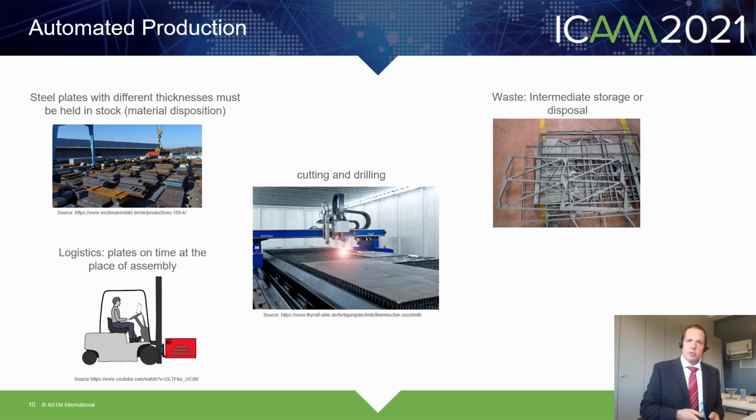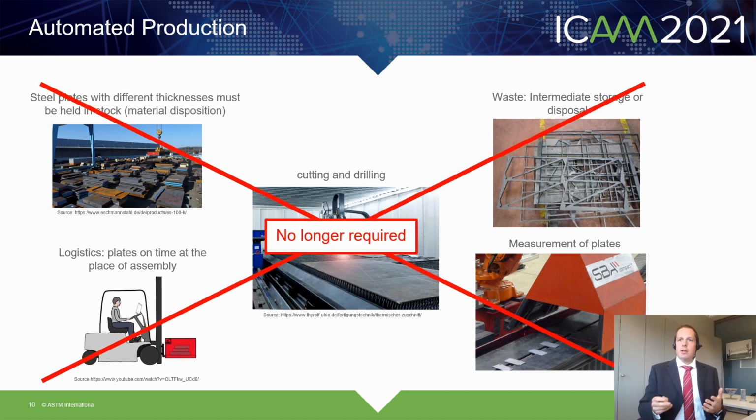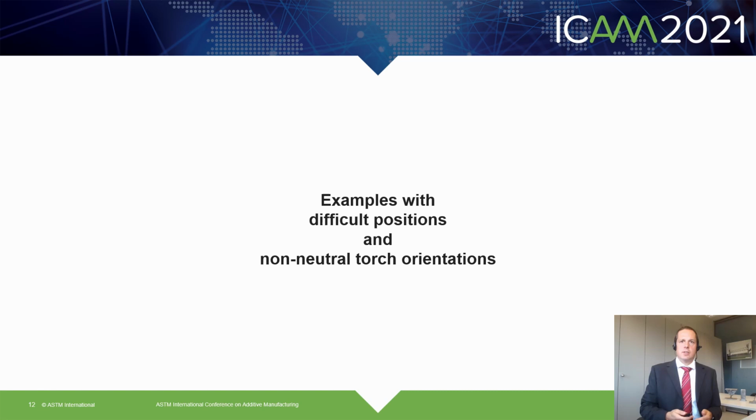These steps are necessary in every conventional steel construction production. In automated production, the plates must also be scanned or measured to check tolerances. However, if the connection elements are applied directly to the beam with the aid of additive manufacturing, all these steps are no longer required. The only things you need are shielding gas and wire electrode. So now when we have the business case, we can move on to some examples that we investigate and that we print.